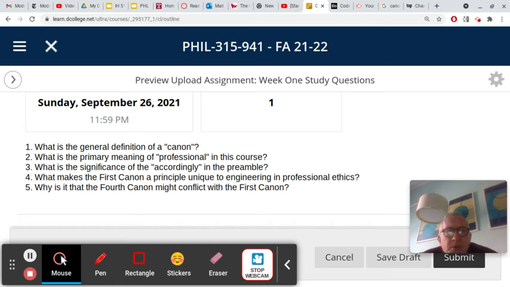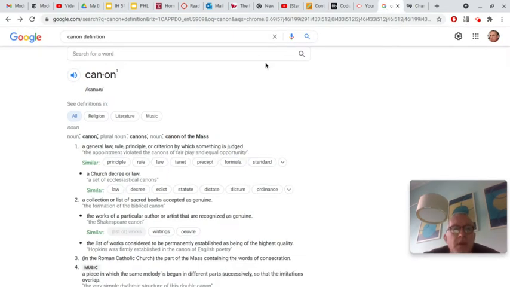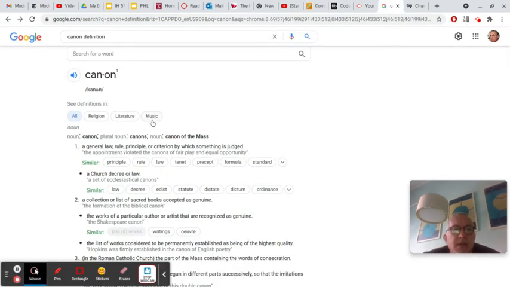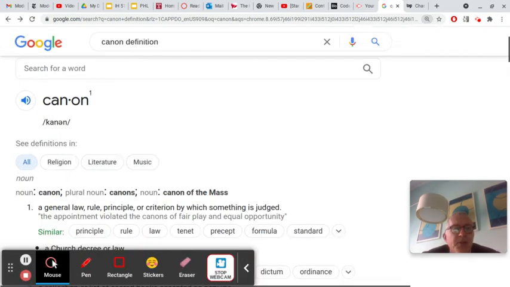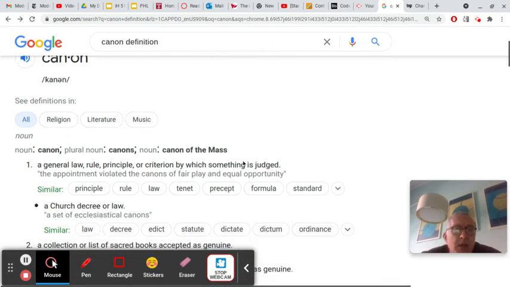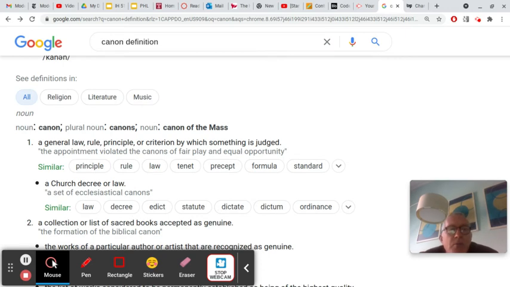Number one, what is the general definition of a canon? There's nothing wrong with looking that up. The basic idea is this here. I'm sorry if it's not big enough to see. The first definition given here: a general law, rule, principle, or criterion by which something is judged. I think that the word principle is very helpful there.